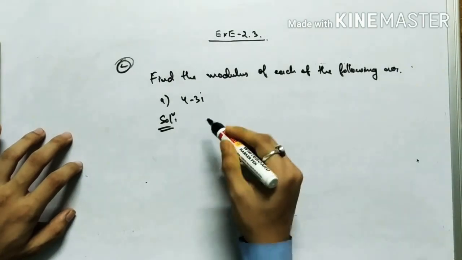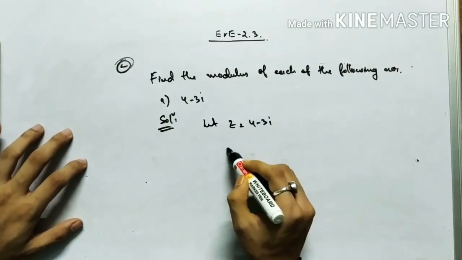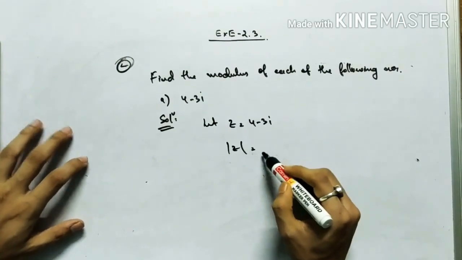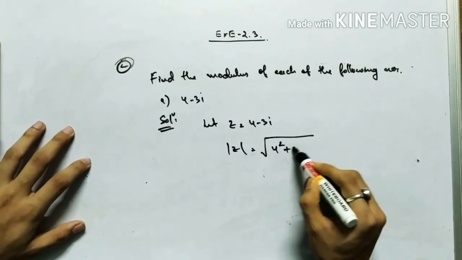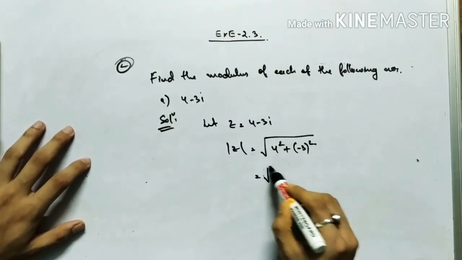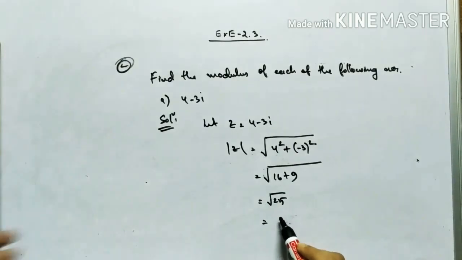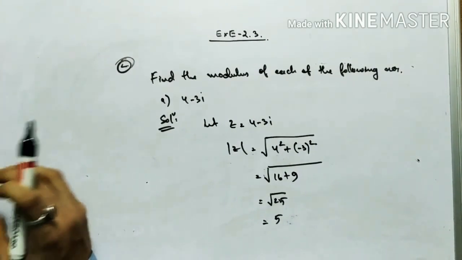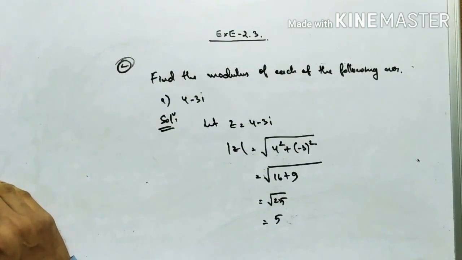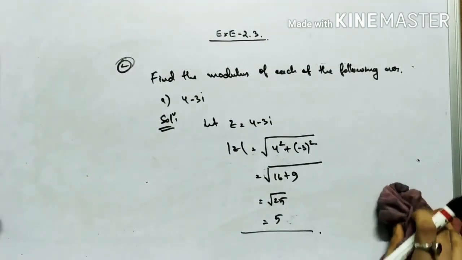So first of all, let z equal 4 minus 3i. The modulus of z will be the square root of 4 squared plus (minus 3) squared, which gives 16 plus 9, which is 25, and this equals 5. Let me check the back answer. Exercise 2.3 type 2, number A, it is 5 there. This is your modulus of z.